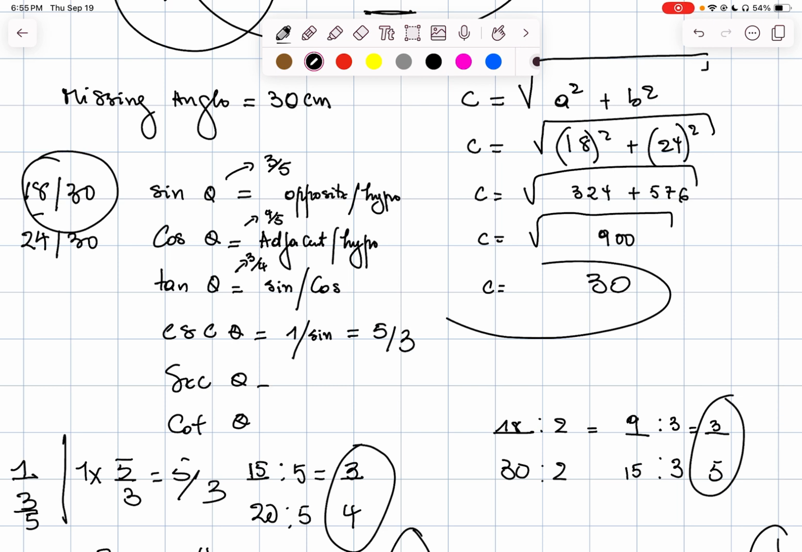And then you're going to do the same for the rest of them. Secant will be equal to 1 divided by the cos, which is 4/5. So you just flip it. Cos was equal to 4/5, so secant will be equal to 5/4. Cotangent is the same thing, so it's going to be 1 over tan. Your tan was equal to 3/4, so you flip it. It's going to be equal to 4/3.